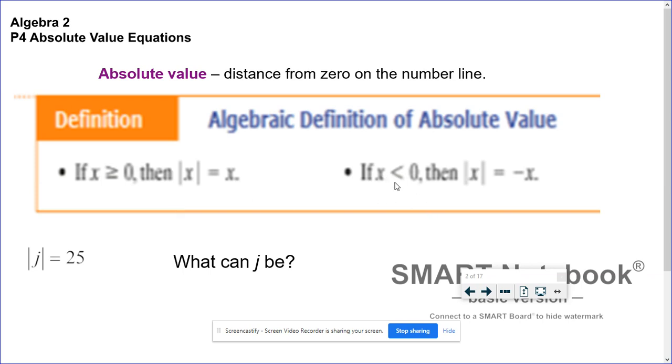If x is less than 0, so a negative number, its absolute value is its opposite. So for instance, if you had negative 3, a number less than 0, its absolute value would be the opposite of negative 3, which is positive 3, because negative 3's distance from 0 on a number line is 3. And this is also why the absolute value of a number is always positive. If it's positive, it stays positive. If it's negative, it turns positive.